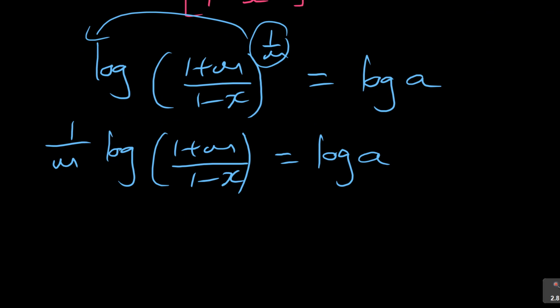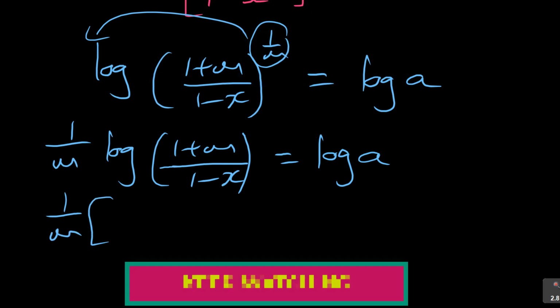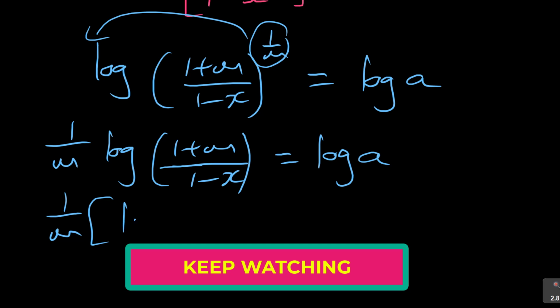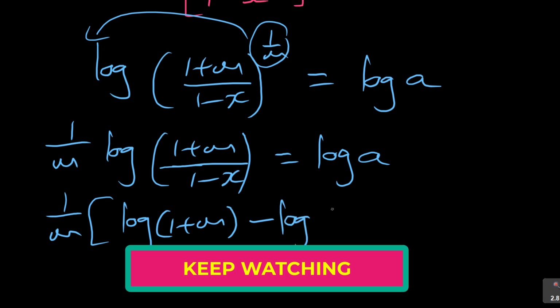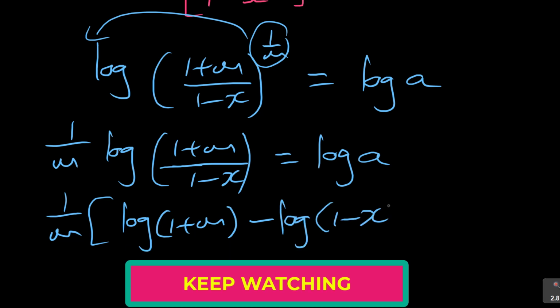And then from here, remember your aim is to separate m. We're trying to separate m there. At this stage, I'll say 1 over m, and then put this division here, which is the same as saying log bracket 1 plus m minus log, what? Log bracket 1 minus x. See, that is equal to log a.